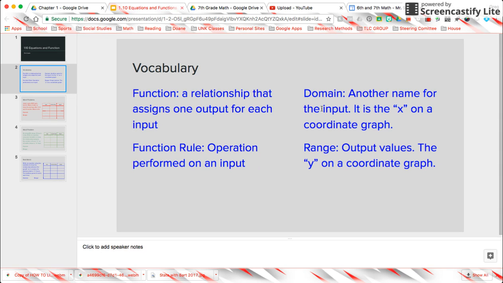And the first one is domain, and domain is another name for the input. Okay, and so if we took that information and we put it on a graph, our domain would be the x. All right, so what are we putting in for x? Our range is our output values, or the y on the coordinate graph.